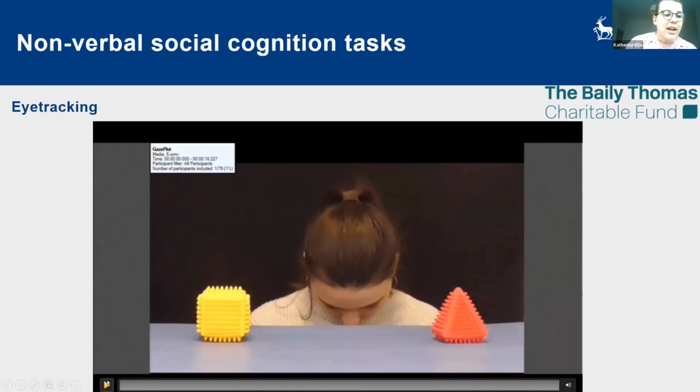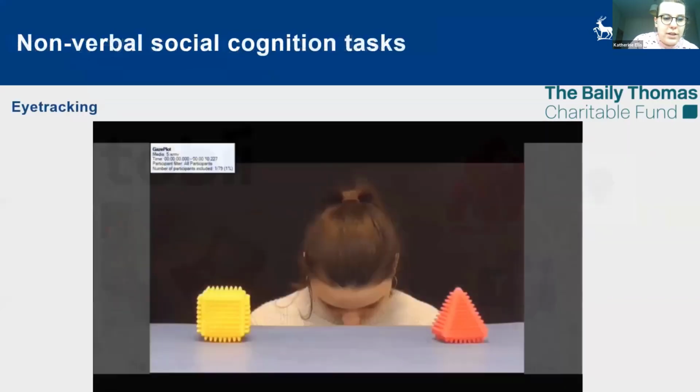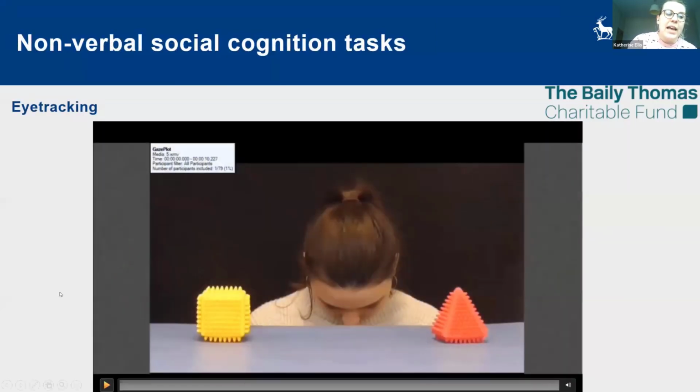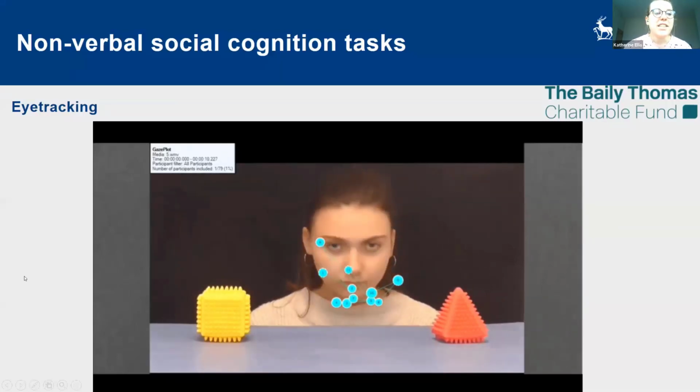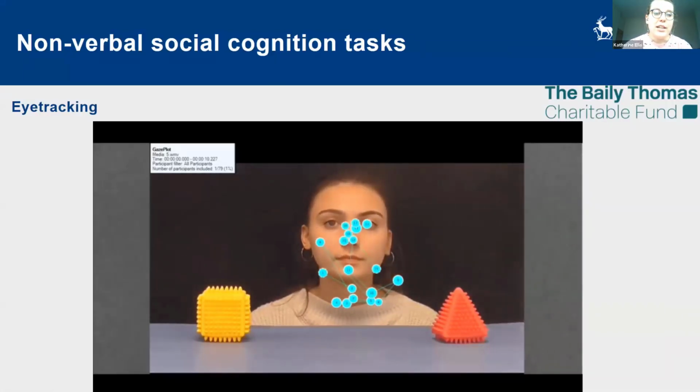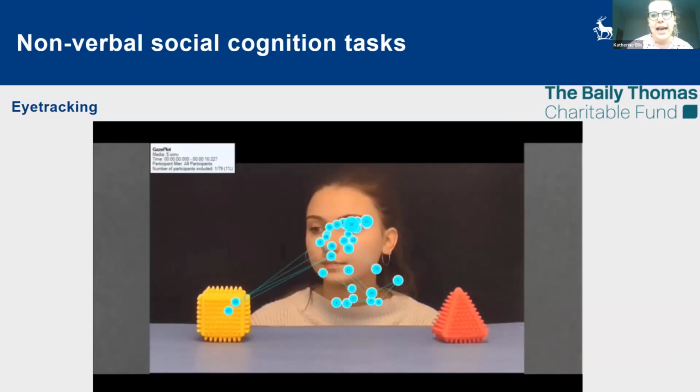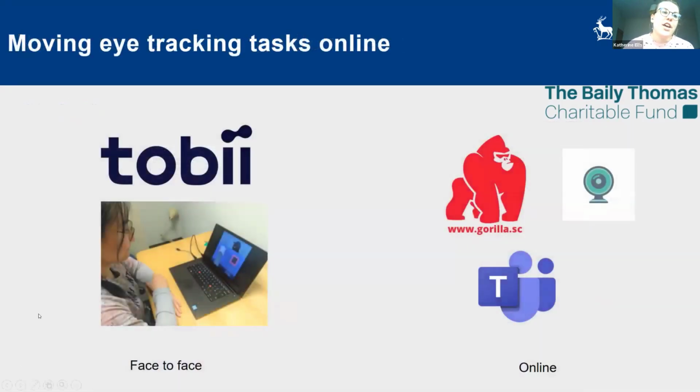So we've got a couple of eye tracking tasks that look at social cognitive abilities, such as this gaze following task. And this works really well in our groups because it's a completely passive paradigm. They don't have to do any particular tasks, but we can get really nice detailed information about what they're looking at. And this helps us to understand how they might be processing the world around them without them having to tell us using language. And so prior to the pandemic, we were doing this face-to-face using a Tobii laptop, and this was working really well.